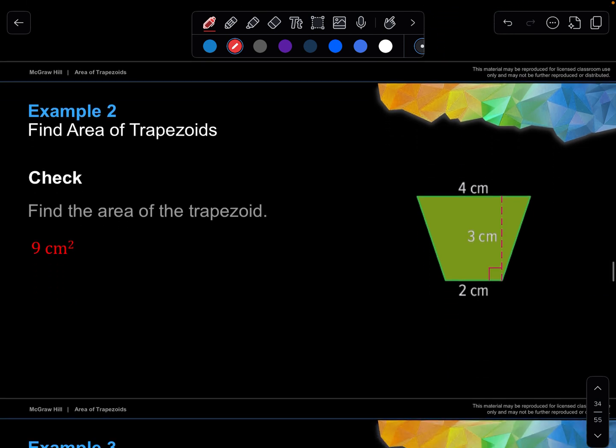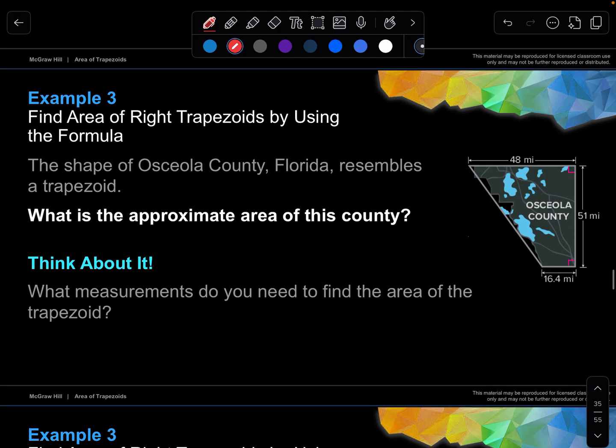The area of this trapezoid is 9 centimeters squared. Example 3, we're going to take almost like a real life situation. This is the shape of Osceola County in Florida, which resembles a trapezoid. This is on page 456 of your book. We need to find the approximate area of this county.